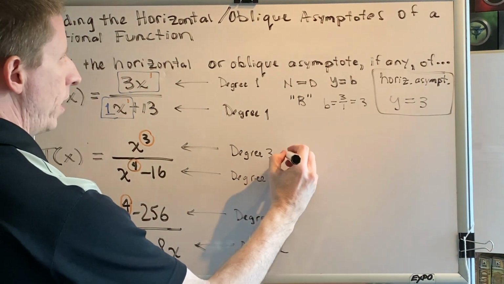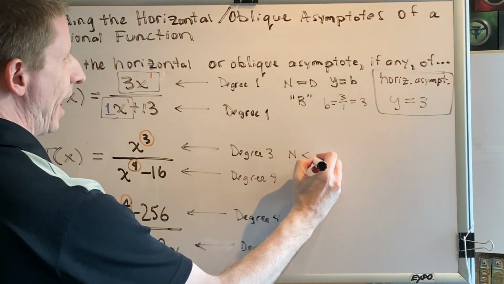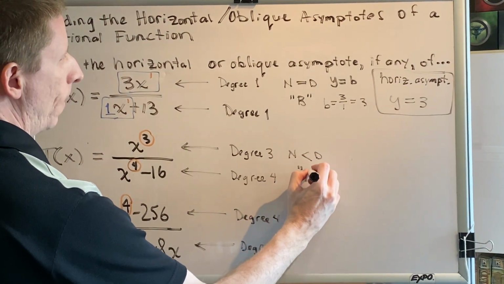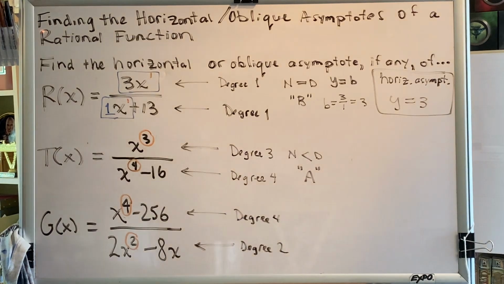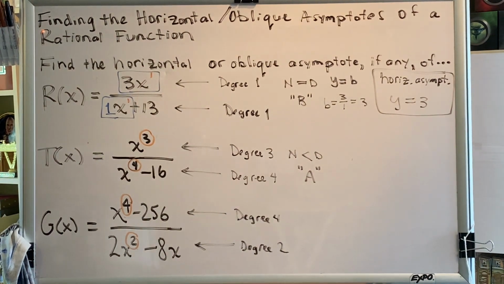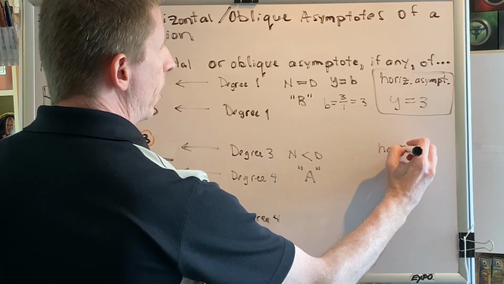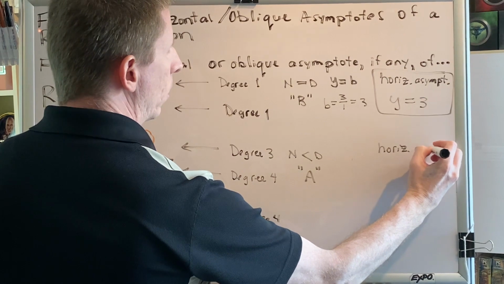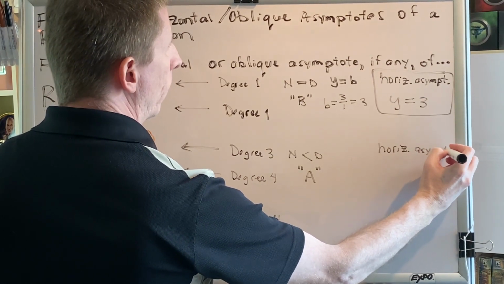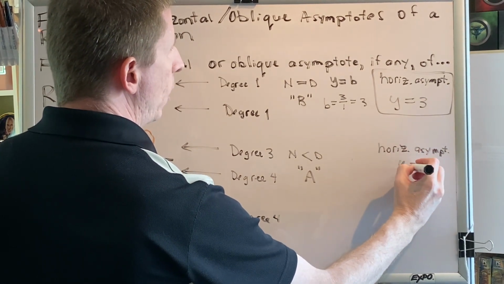All right, let's move on to our next function, t of x. Here we see that the degree of the numerator is less than the degree of the denominator. This is case A from our 4 cases. Case A says, if the degree of the numerator is less than the degree of the denominator, then the horizontal asymptote is y equals 0, also known as the x-axis. Okay, let's document that. So we get the horizontal asymptote, y equals 0.